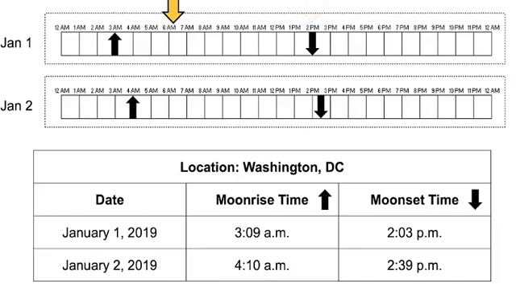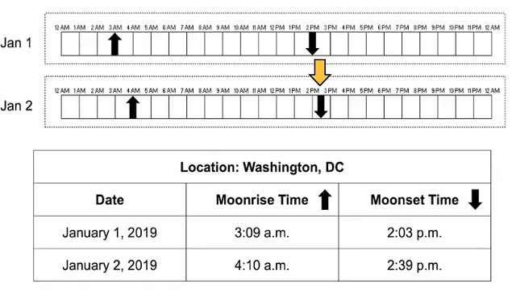Let's count the boxes for January 1st. I count 11 boxes. So the moon is visible for 11 hours between moonrise and moonset. Now let's look at January 2nd. Count the boxes. How many boxes did you count? I counted 10.5 boxes. So the moon is visible for 10.5 hours between moonrise and moonset on January 2nd.